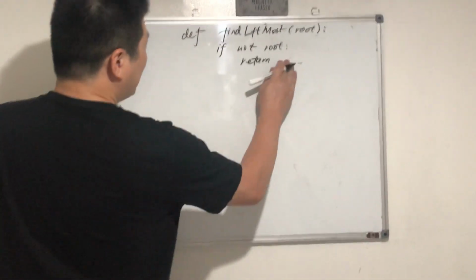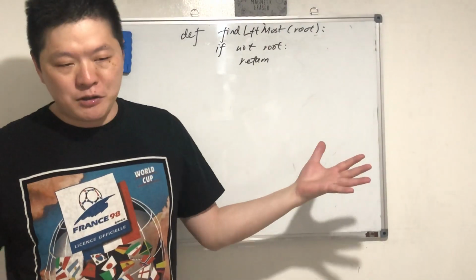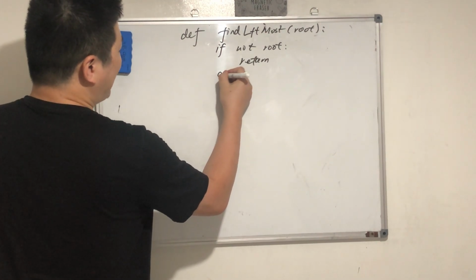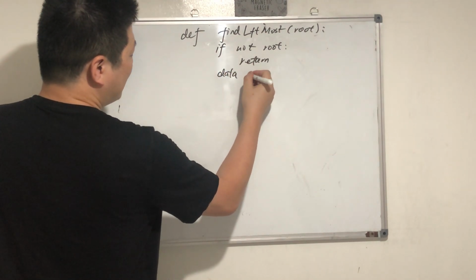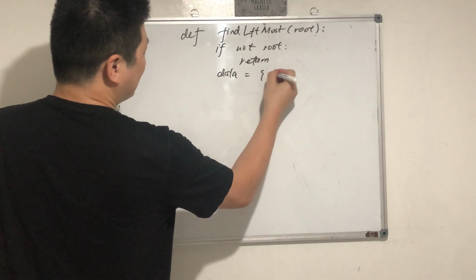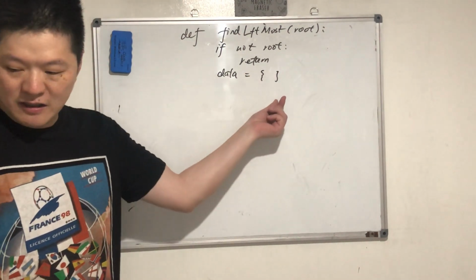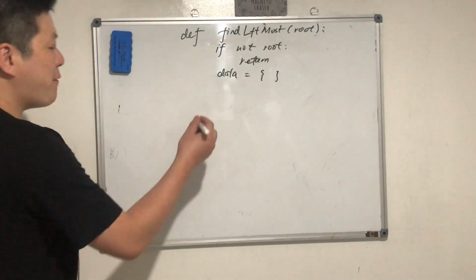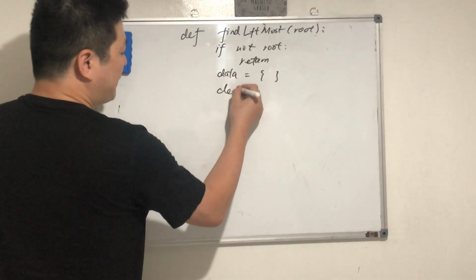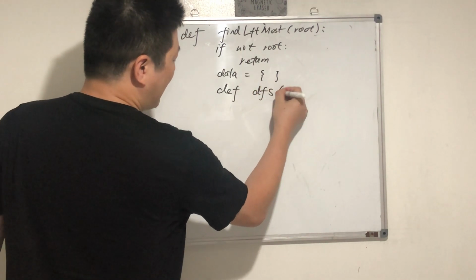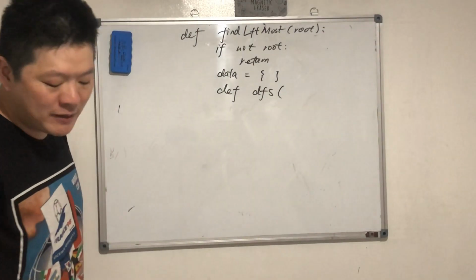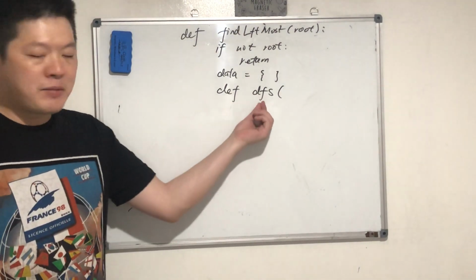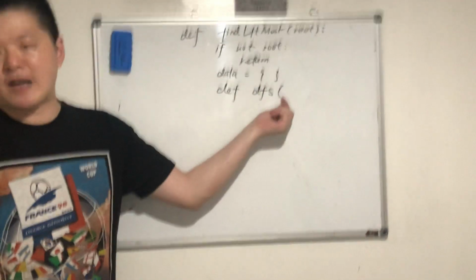And now, I need a hash map to store the mapping. Let's call it data. Data equals a dictionary. That's the hash map. And then now we define a depth search. How many parameters do I need to provide in the depth search?